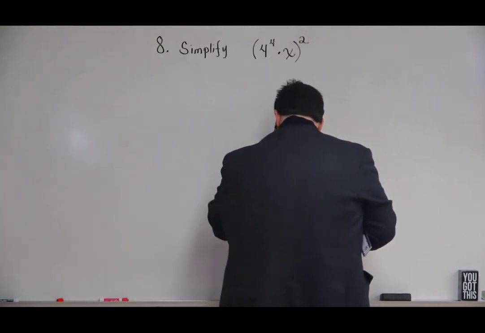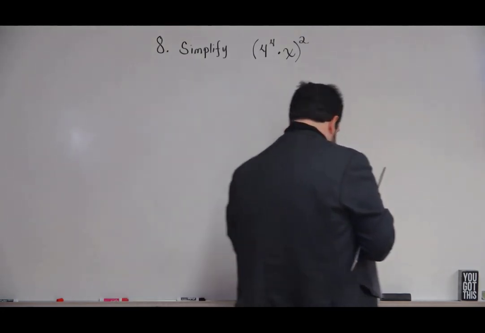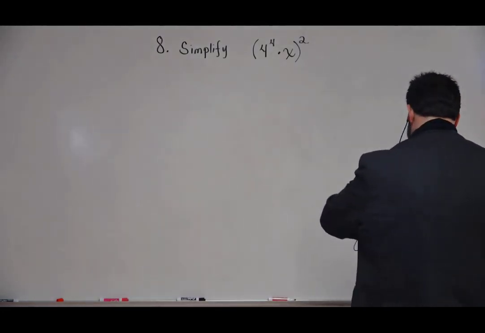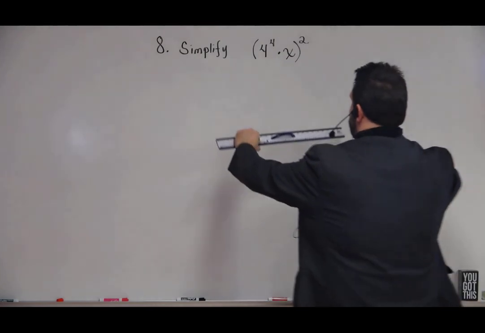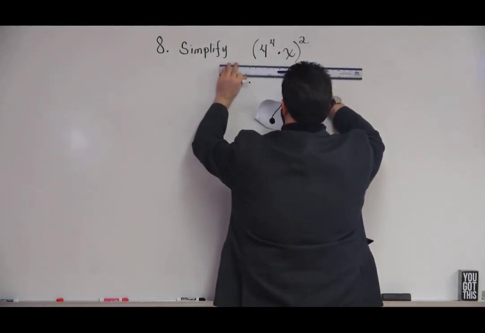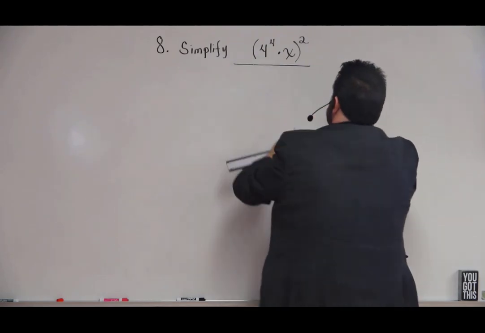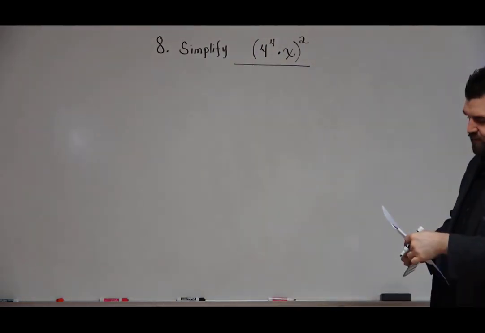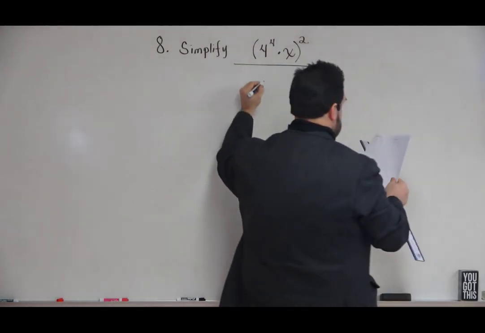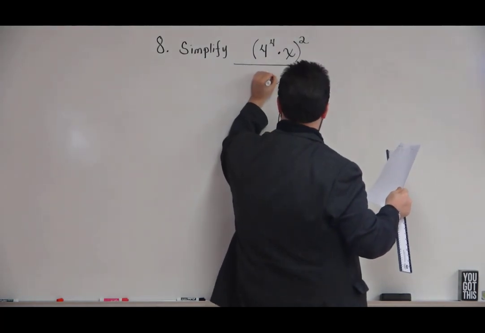Okay. And now we need our ruler. Got to draw that big fraction bar. Here we go. And then below that we write x squared. X squared.